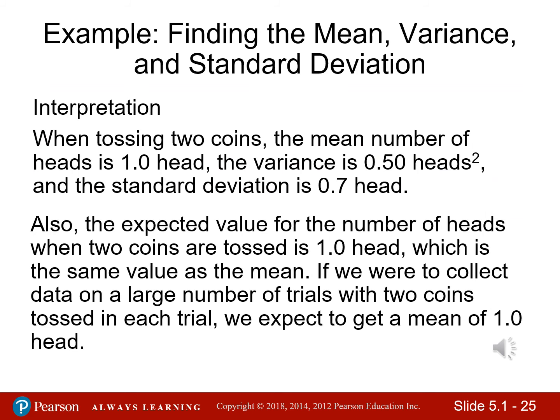We can interpret this in the following way. When tossing two coins, the mean number of heads will equal 1.0 heads. The variance is equal to 0.5 heads squared, and the standard deviation is equal to 0.7 heads. Also, the expected value for the number of heads when tossing 2 coins is equal to 1 head, which is the same value as the mean. If we were to collect data on a large number of trials with 2 coins tossed in each trial, we'd expect to get a mean number of 1 head.